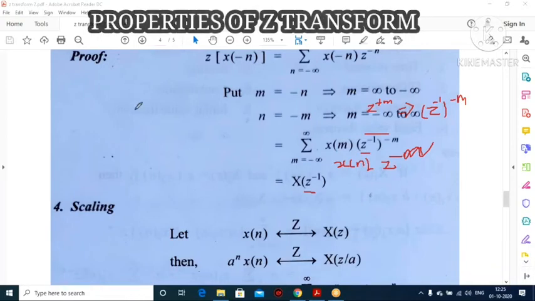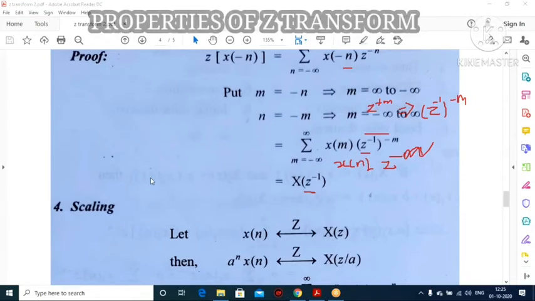It's nothing but just put m equal to minus n. In this equation, put m equal to minus n. That's it. Otherwise, the rest is the same. You can easily prove this property. This is the time shifting property. Z transform of x of minus n is equal to x of z inverse.